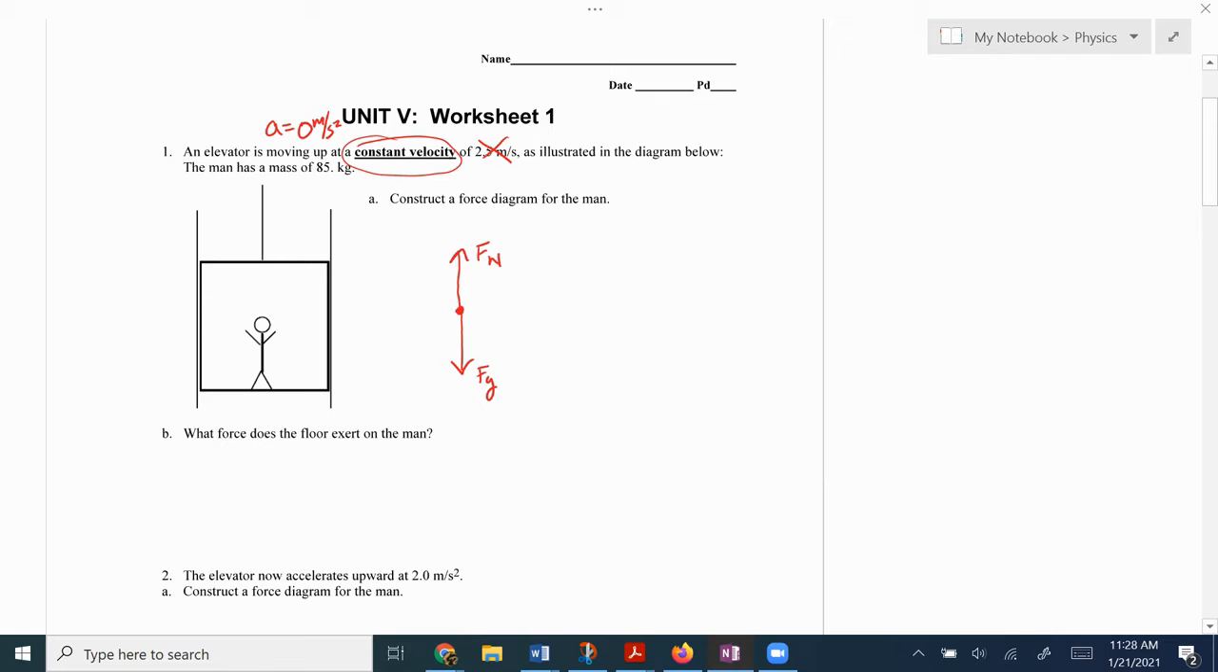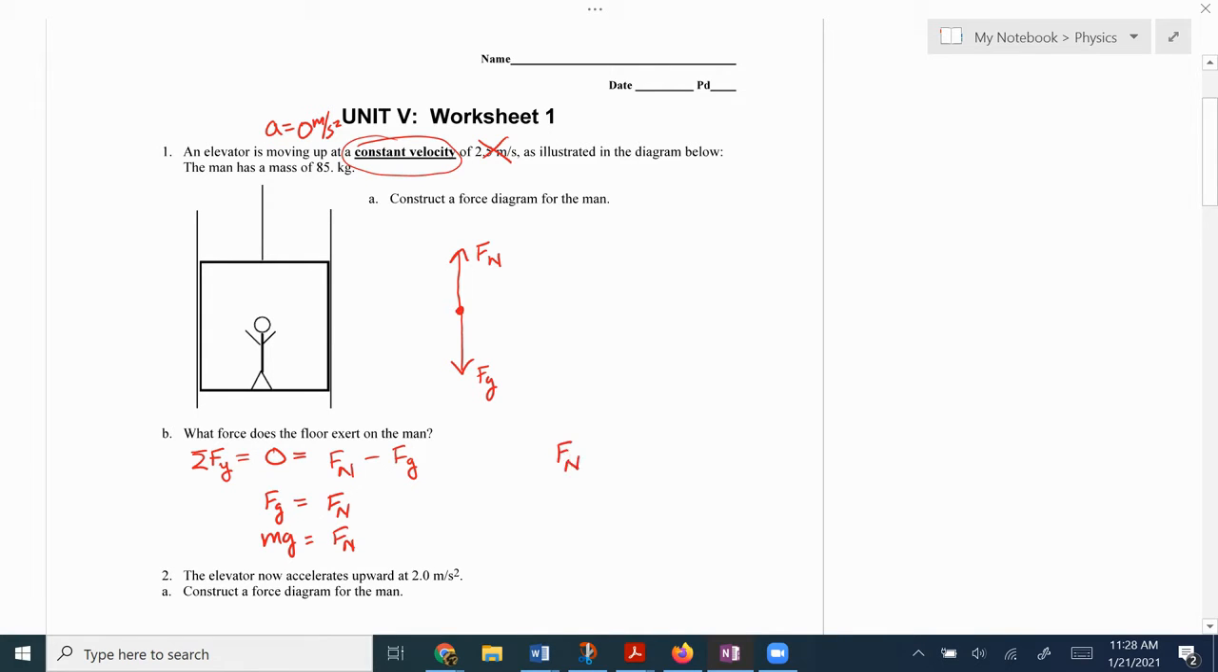So what force does the floor exert on the man? For this, you sum your forces in the y direction. Because you're moving at a constant speed, those are going to cancel each other out. Your net force is equal to 0, and that gives you the normal force minus the force of gravity is equal to 0. So add the force of gravity to the other side: the normal force is equal to the force of gravity, which is mg.